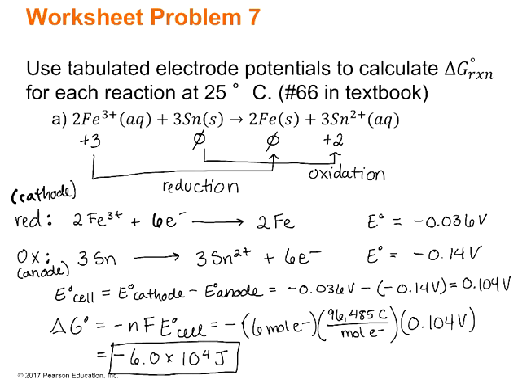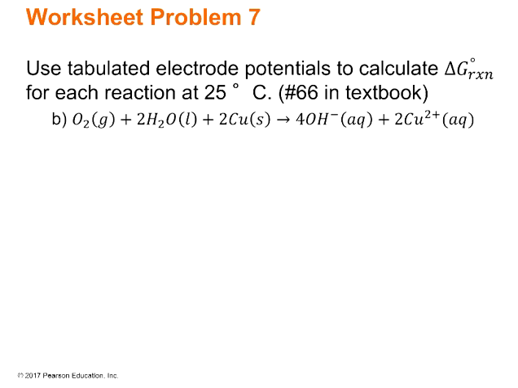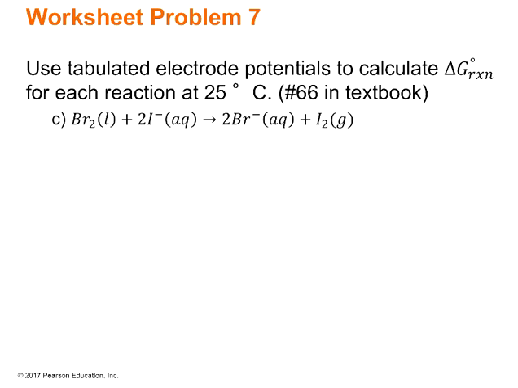So now you're going to do the same thing for parts B and C, and you're going to calculate first the E cell value, so the cell potential, and then Gibbs free energy using the same method.